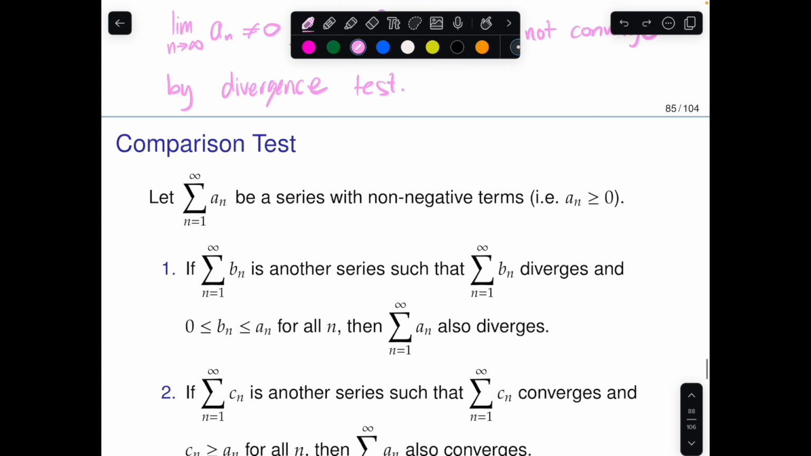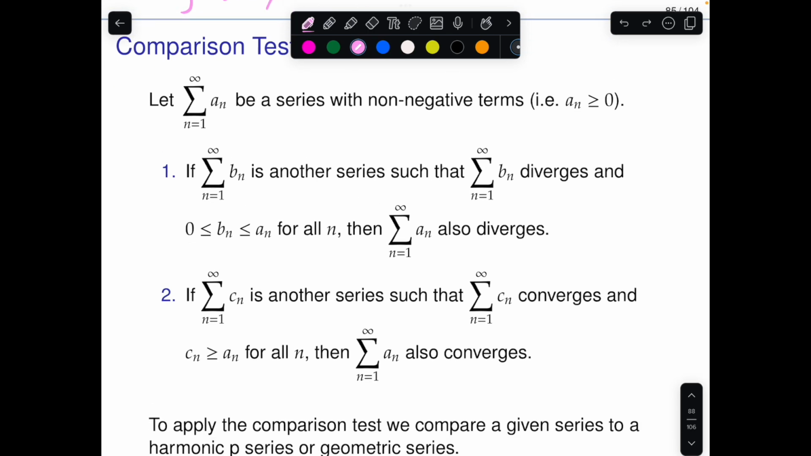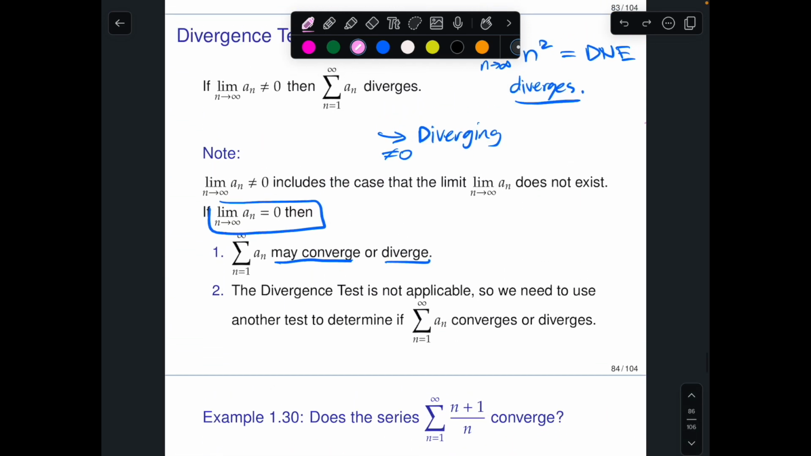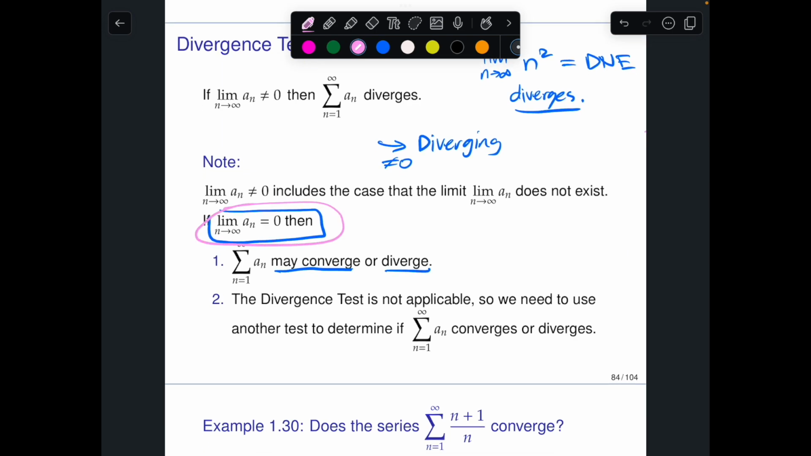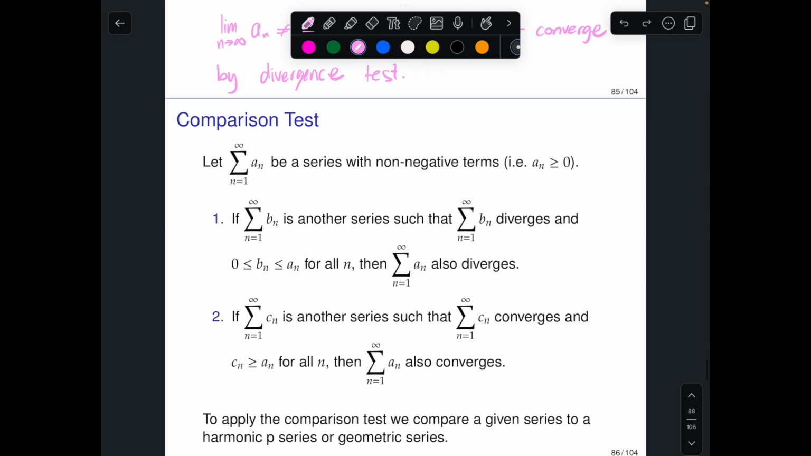I don't know if you're watching this immediately afterwards, but either way, the comparison test is essentially what we have to do if the limit does equal 0 when we do the divergence test, because as we set up here, it may converge or diverge. So this is another test that we use to figure out whether it converges or diverges.